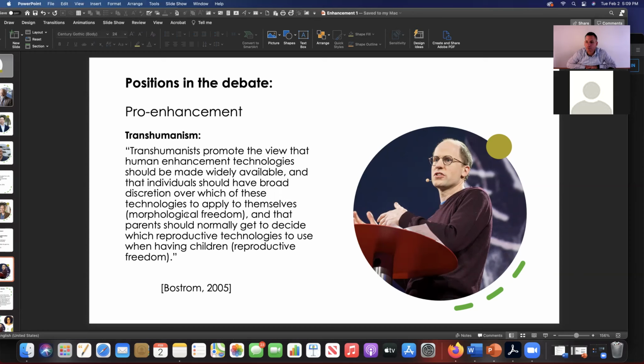So this is the transhumanist side, the pro-human enhancement side. We should be able to use these biomedical technologies for the sake of improving our lives, not merely for the sake of recovering from disease and all the rest. Okay, so not merely for the sake of therapy.